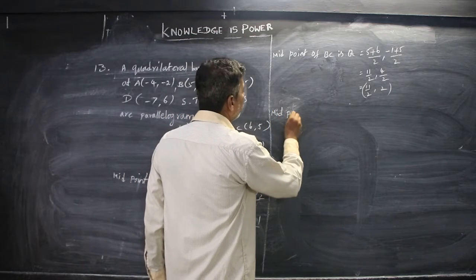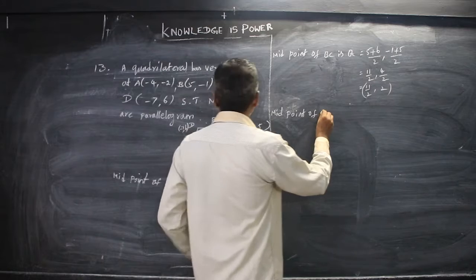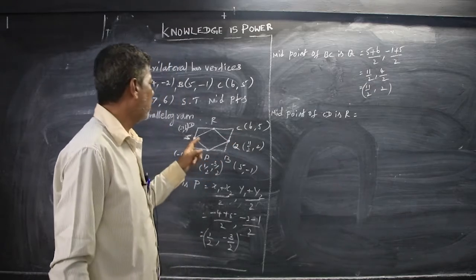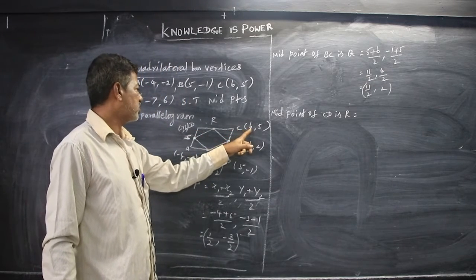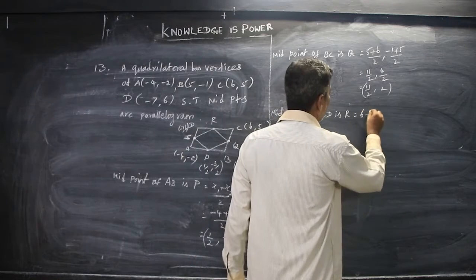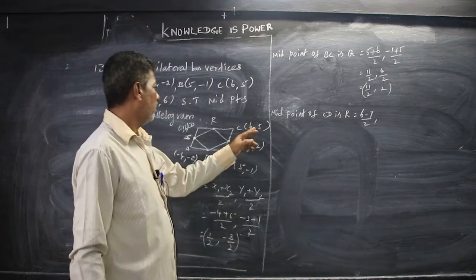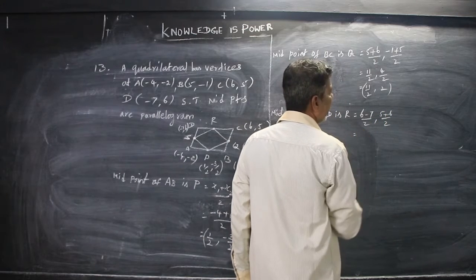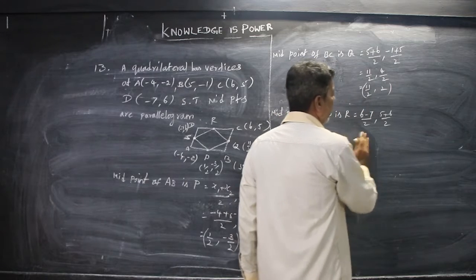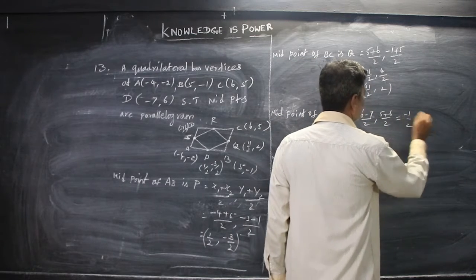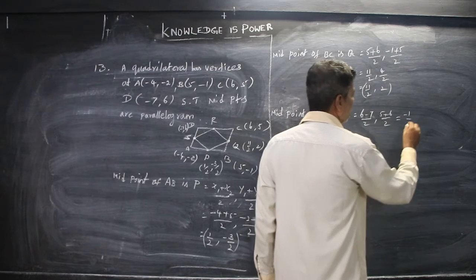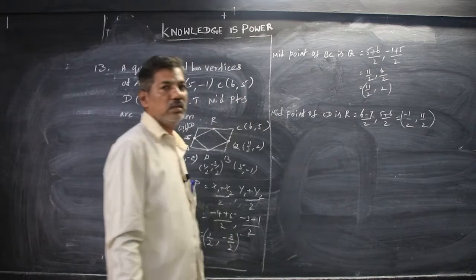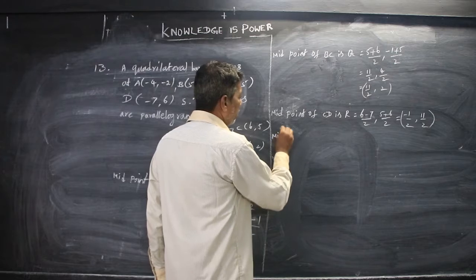So midpoint of CD is R. CD. So 6 minus 7 by 2. Then 5 plus 6 by 2. What will we get? Tell me, what will we get? Here there is minus 1 by 2. 7 minus 6 gives 1, since minus is greater. Next 11 by 2. So this is the value for R. It is clear?